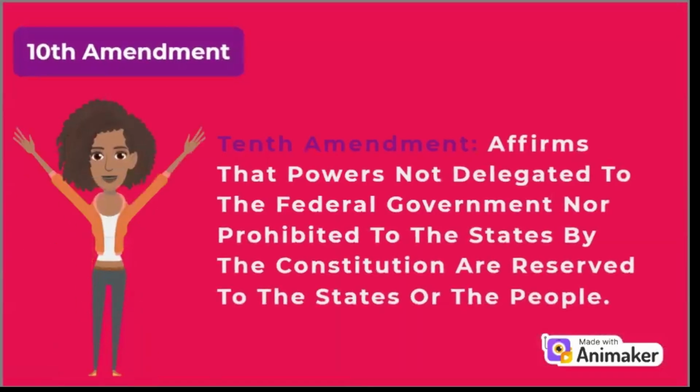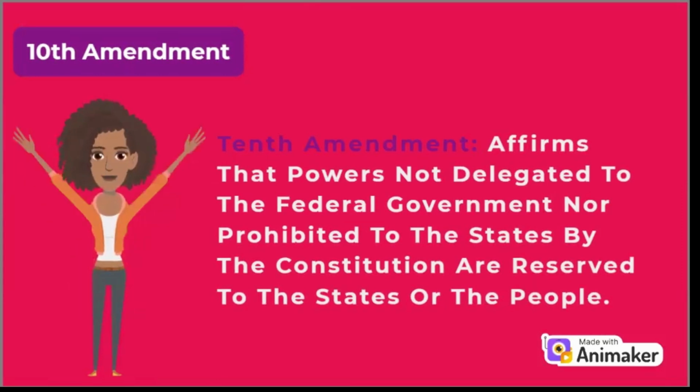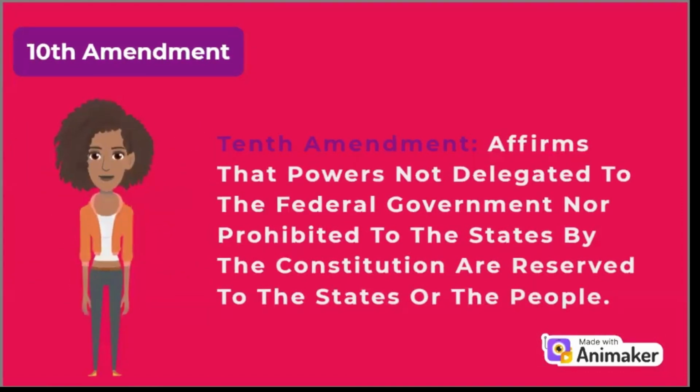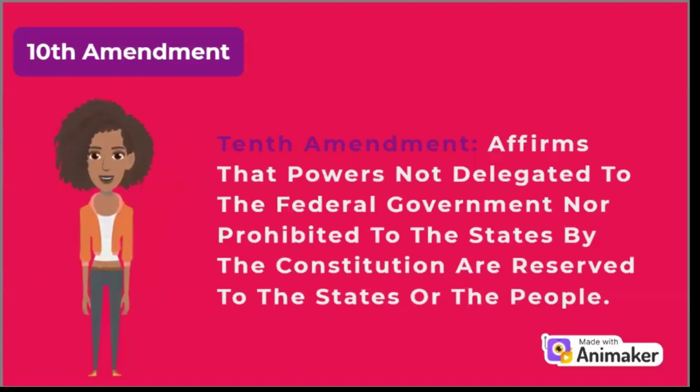The 10th Amendment affirms that powers not delegated to the federal government, nor prohibited to the states by the Constitution, are reserved to the states or the people. Hold up both hands with all 10 fingers. While holding up your hands, shrug your shoulders. It's like the government saying, "It's out of my hands." This is because any power not given to the government belongs to the people.